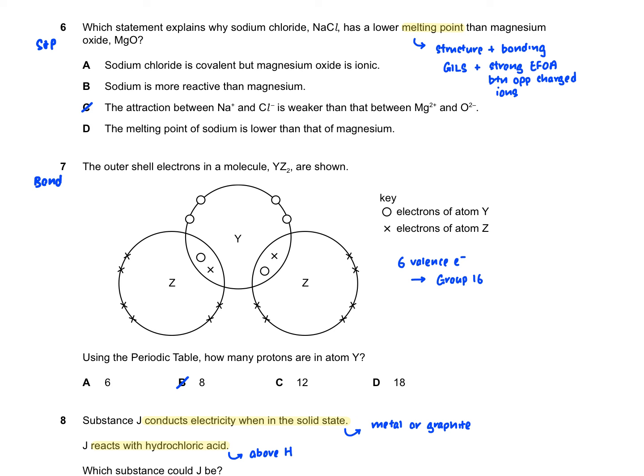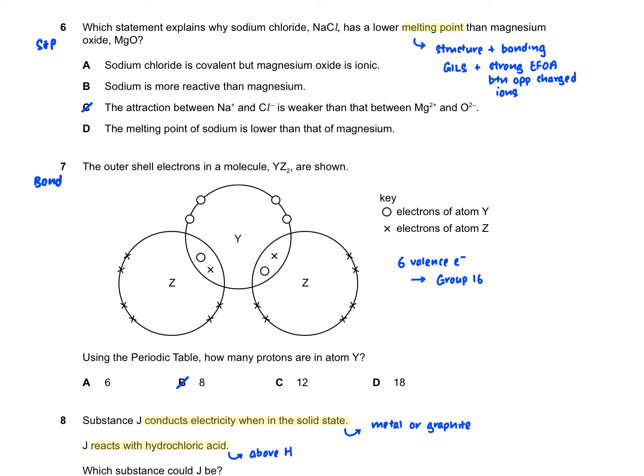For question 7, this is a chemical bonding question, and you are given a dot and cross diagram. Now, for questions like this, it's easy to get distracted by the electrons that are being shared. So the trick to solving these questions is, instead of looking at the sharing of electrons, for each atom, look at the number of valence electrons around it.